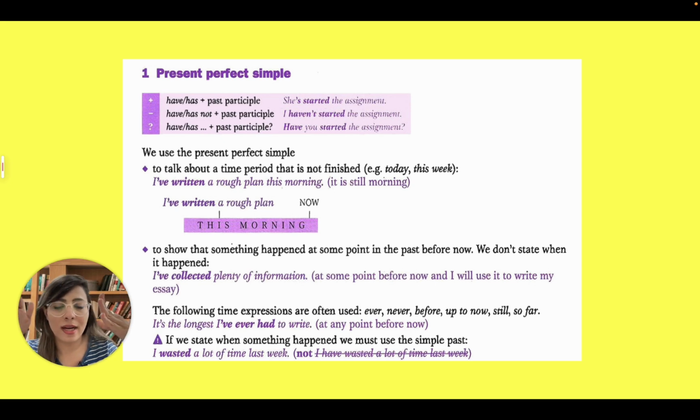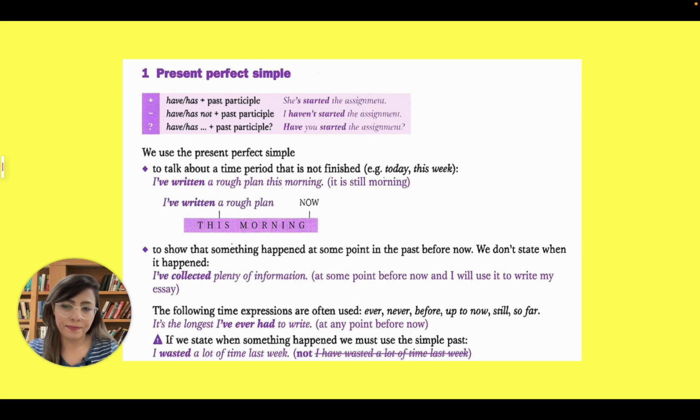So for question form, we add have or has at the beginning, or better to say we bring have or has at the beginning of a sentence. میایم اول جمله. Then we have subject and then we have past participle. For example, have you started the assignment? Have you been to New York? Have you gone to New York? Have you started your class? And things alike. پس مثبت، منفی و سوالش رو یاد گرفتیم.